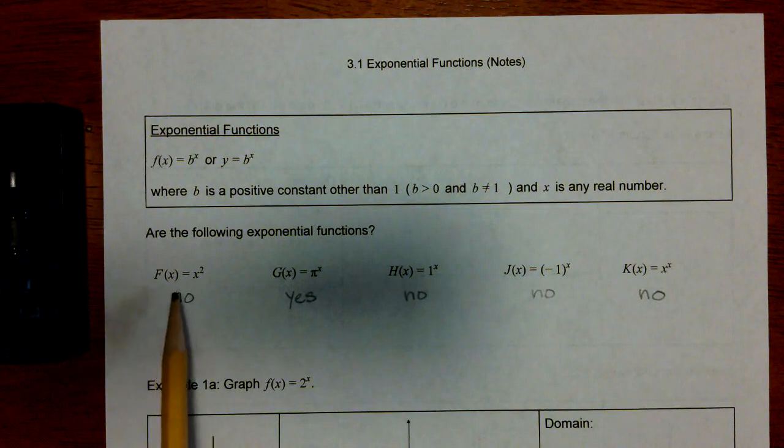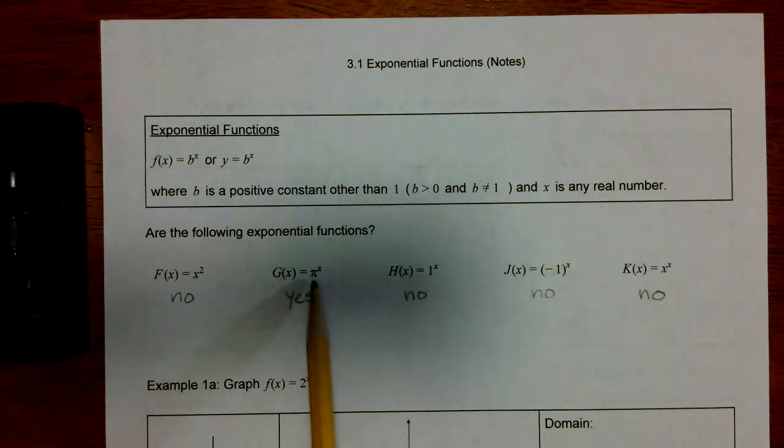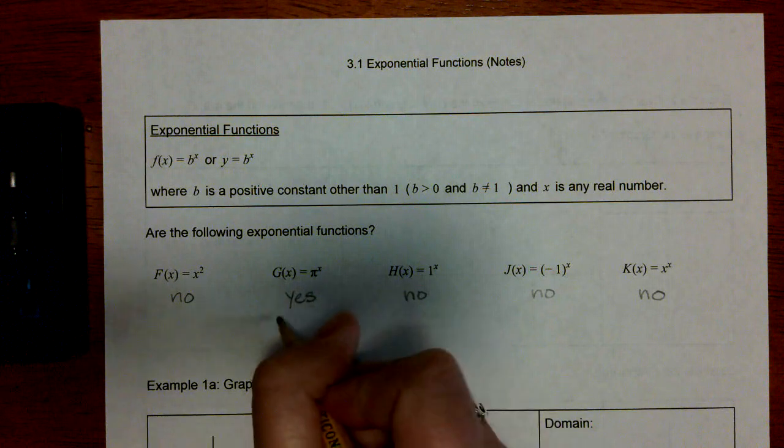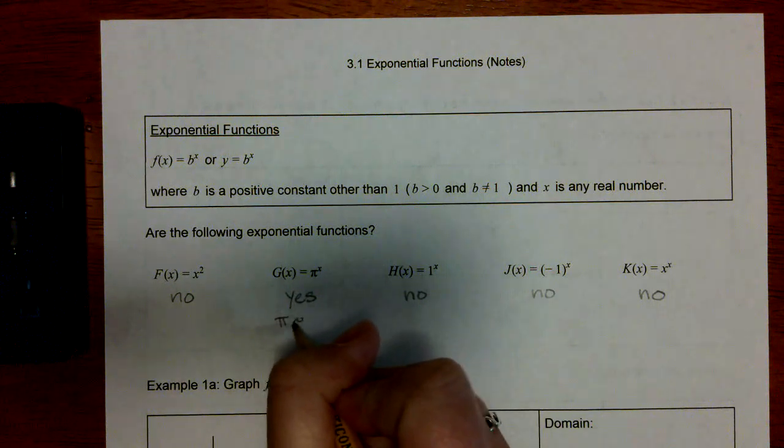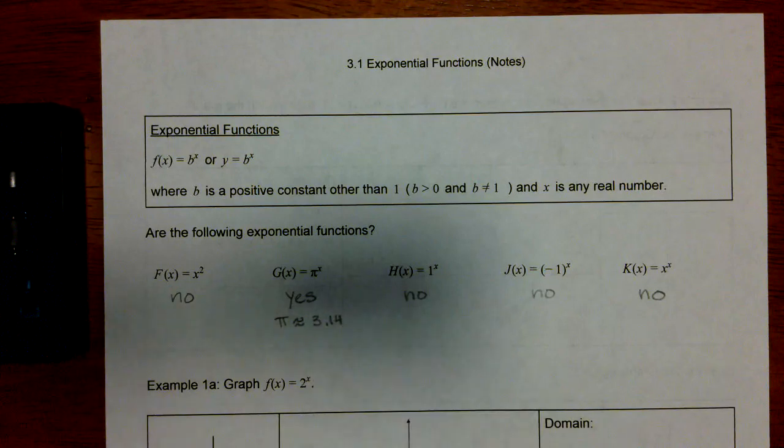So f of x equals x squared is not an exponential function. We've already covered these. This is a quadratic function, right? And our issue is that our variable is in our base, not in our exponent. G of x is an exponential function. It looks a little strange, but we remember that pi is about 3.14, right? So that means our base is positive and greater than 1 and not equal to 1.